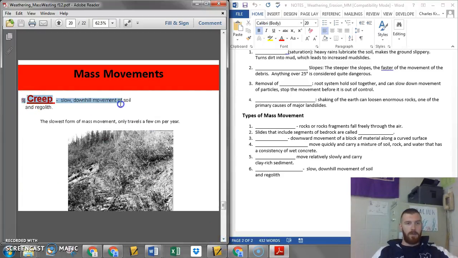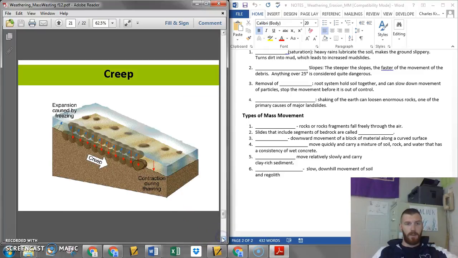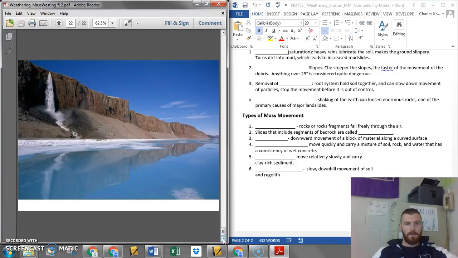We also have creep, which is a slow downhill movement of soil and regolith, and this is the slowest form of mass movement and only travels a few centimeters per year. An example of creep. You can see that here as well. And that's all for these notes.